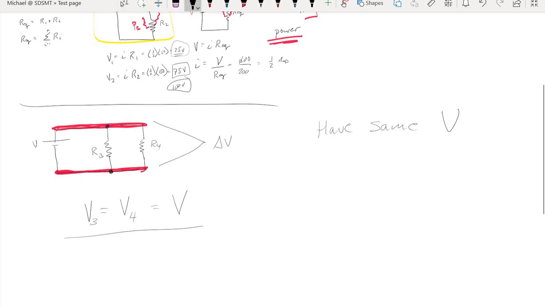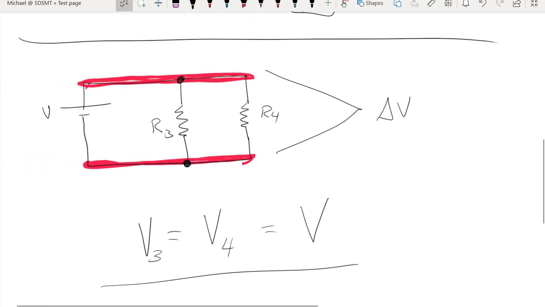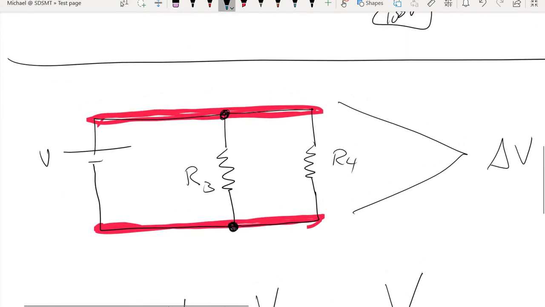Well, if these resistors have the same potential, what's going to be different about them? Let's find out. Let's zoom in on our circuit here. Our battery is the source of our current. Once we hook the battery up to these resistors, the battery starts providing current to the circuit. But then that current gets to this intersection, and the current has to make a choice. Does it go through resistor 3 or does it go through resistor 4? And the answer is yes, because it's going to go through both of them.